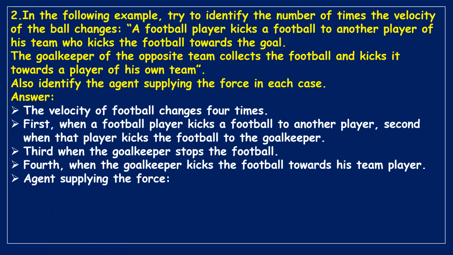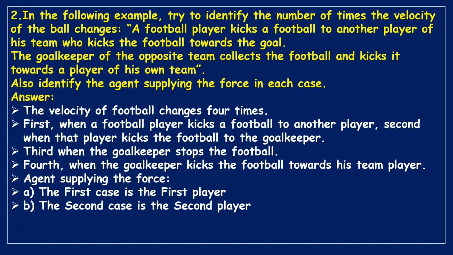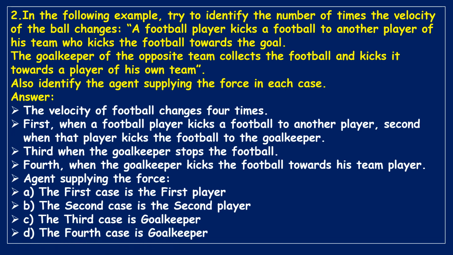The agent supplying the force here is, in the first case, the first player; in the second case, the second player; the third case is the goalkeeper; and the fourth case is again the goalkeeper. Here the goalkeeper is involved in two things. First, he brings the ball to rest, then he passes that ball towards his own teammate. So here, four times the direction of the ball changes, the acceleration changes, velocity changes, everything changes. Right? We'll see.